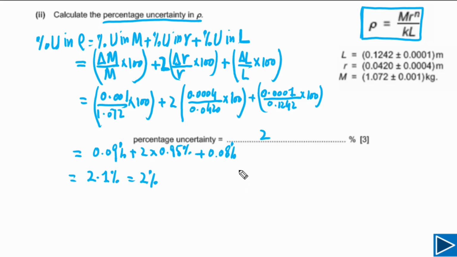This question has 3 marks. The first mark is if you have written in this form, you will get 1 mark, and this is a C mark. The second mark is if you have plugged in these values, and the last mark is the answer mark. If you have got the right answer, you will get full marks. So this point is a tricky one. It has to be plus 2, not minus, because uncertainties can never be negative. Uncertainties are always added, not subtracted.